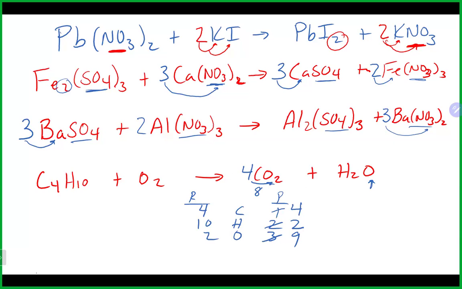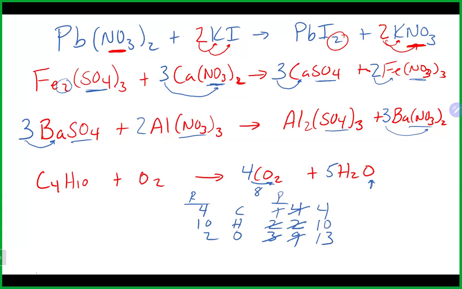At that point, we would then go perhaps with our hydrogen, which is only in one place. So that would be the easiest. To fix the hydrogen, I need a 5 right about there. And that is going to give me here 4 carbons. We got 10 hydrogens. And now I got 8 and 5. That's like 13, I think, in this case.